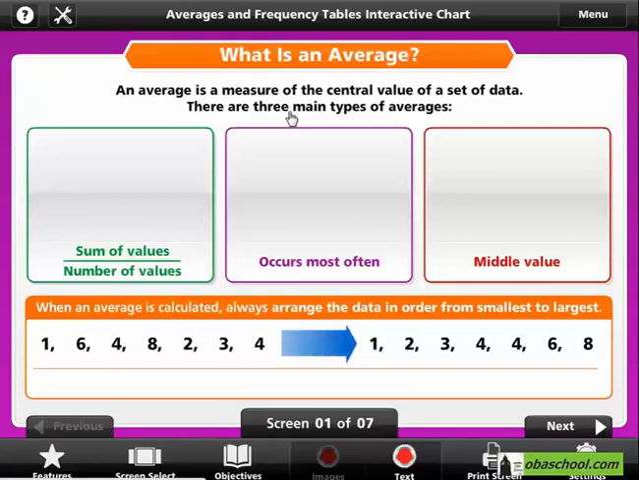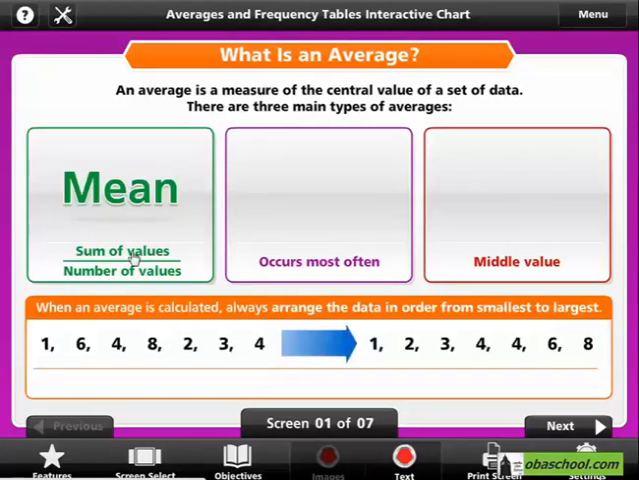An average is a measure of the central value of a set of data, and there are three main types of average. In this video, we will be talking about those three main types of averages, and we will be solving exercises on all three types to get to know them even more.